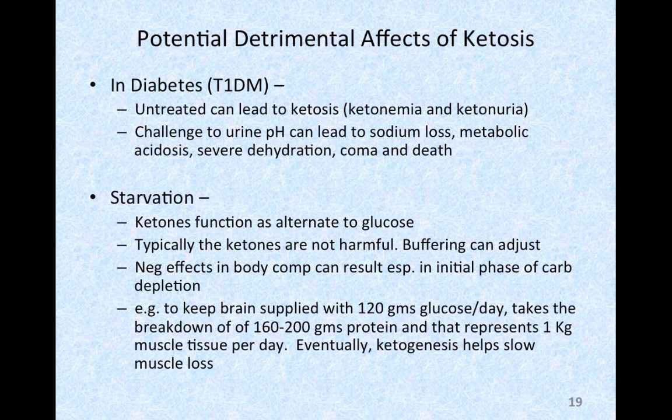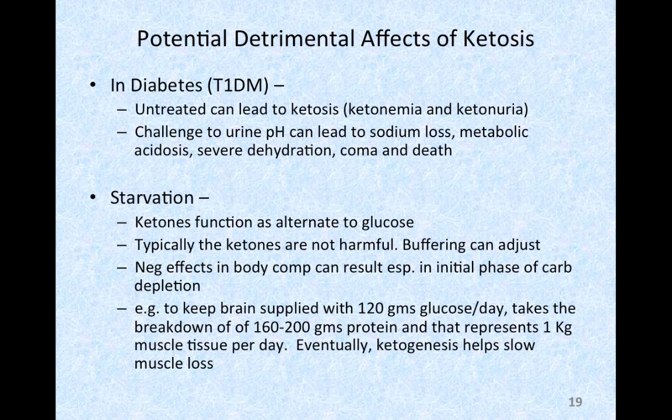For example, they keep the brain supplied with about 120 grams of glucose a day. That's a minimal amount of glucose requirement for the brain and central nervous system in most people. 120 grams. Remember, the RDA is 130. In order to do that, it takes the breakdown of 160 to 200 grams of protein from our body. And that represents about 1 kilogram of muscle per day. Remember, muscle is mostly water and other molecules, but a significant amount of it is protein. But 120 grams of pure protein from skeletal muscle represents about a kilogram. That's 2.2 pounds of muscle per day.